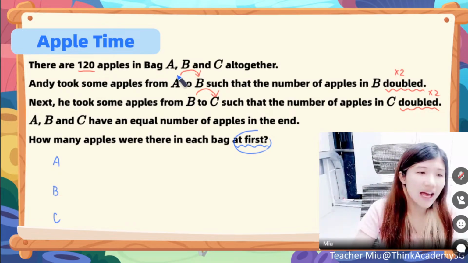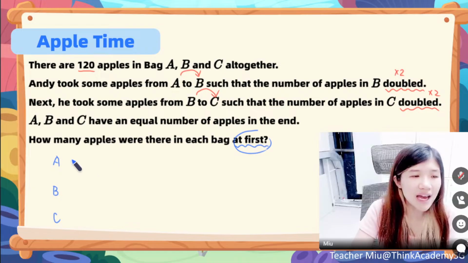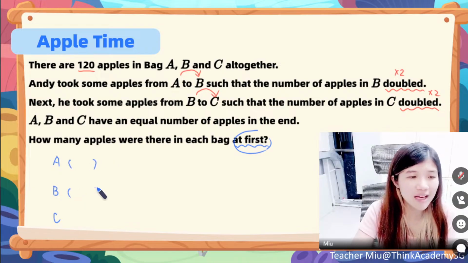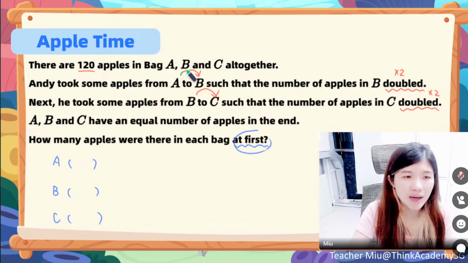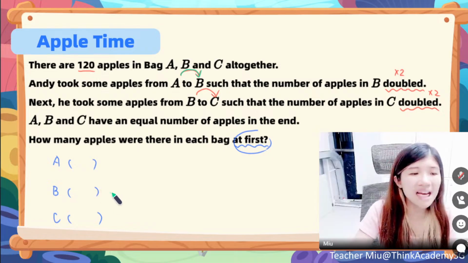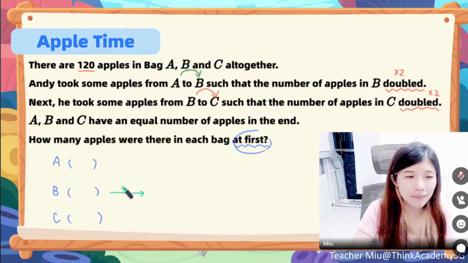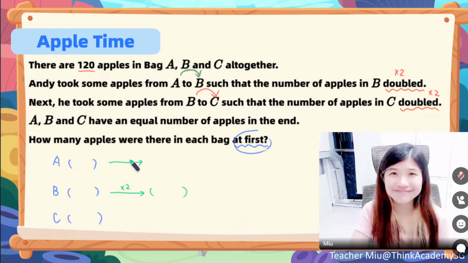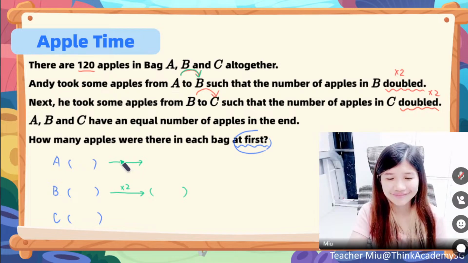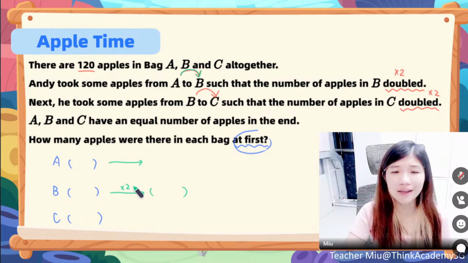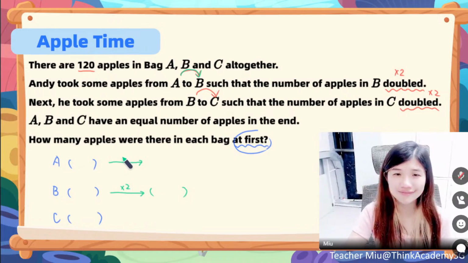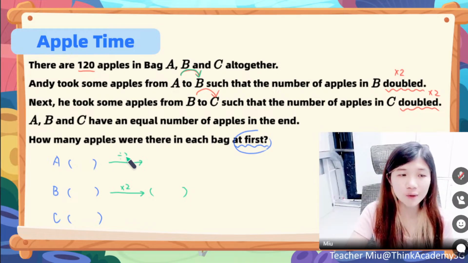It says Andy took some apples from A to B such that B got double. So we draw the first transfer from A to B, where B got double. So for B, it got double. What about for A? What happened to it? This is a very important question. I need you to think about this. When B got double, what happened to A? Does it mean divided by 2?